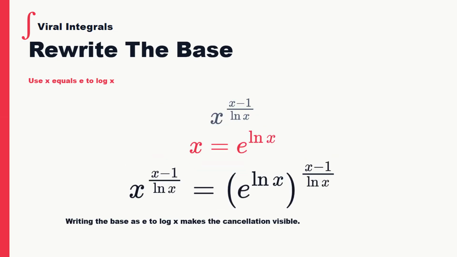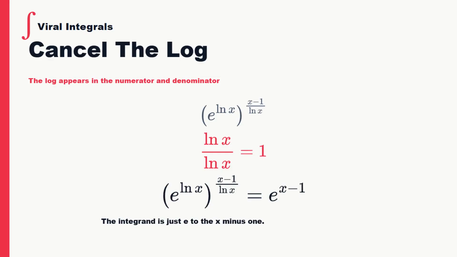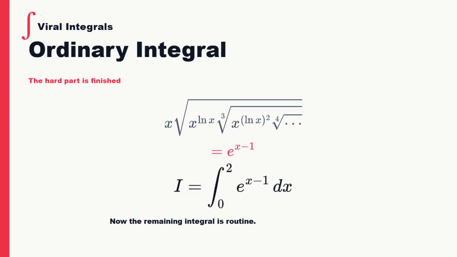But the exponent still has log x in the denominator. Rewrite the base so that denominator can cancel. Use the power rule for exponents. The log from the base cancels the log in the denominator. The whole nested radical expression has collapsed to a standard exponential function.